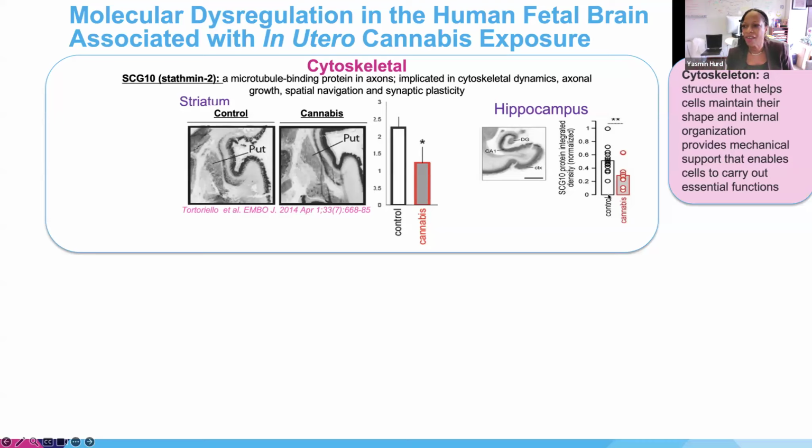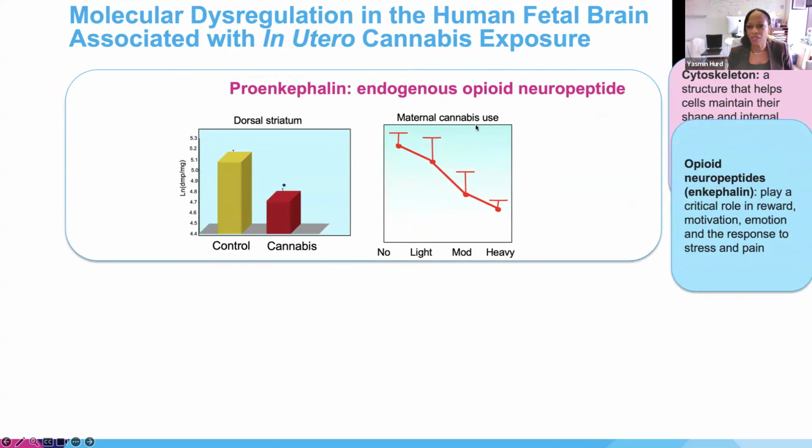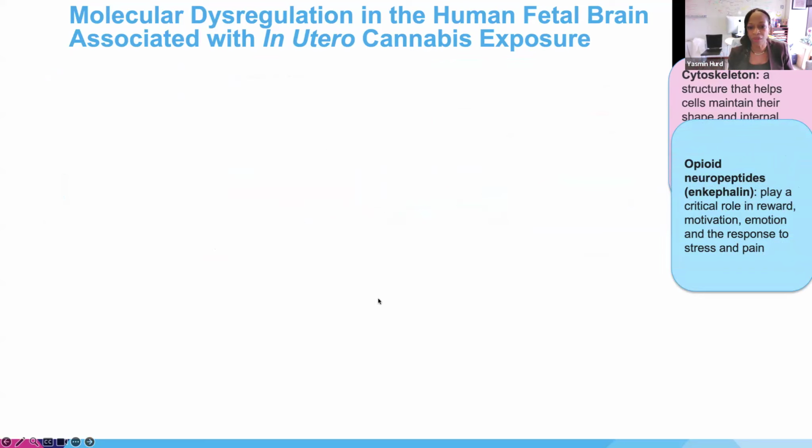We can see that there are significant changes in regard to our endogenous opioid system. This endogenous opioid system is important for reward, emotional regulation, even response to stress and pain. And this correlates to the amount of cannabis the mothers reported using.